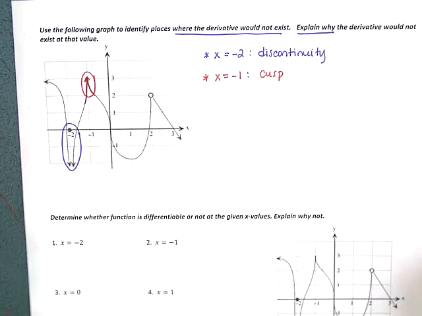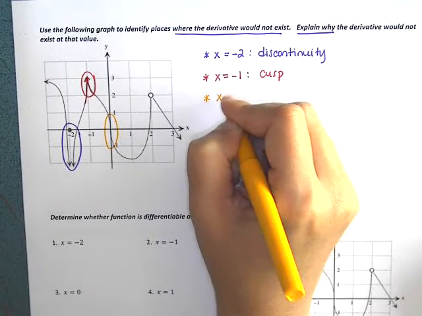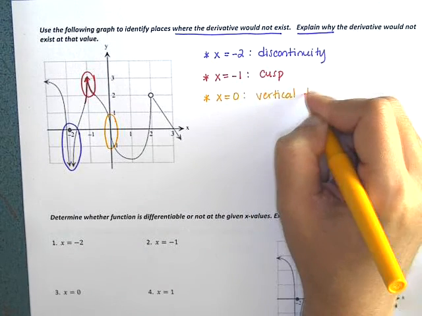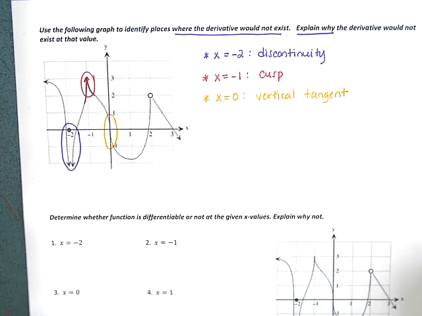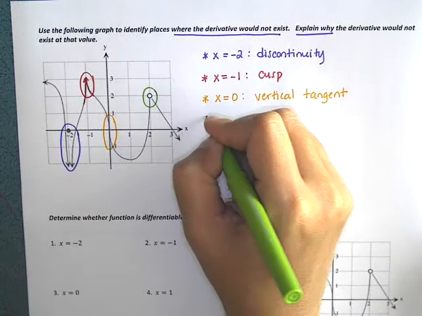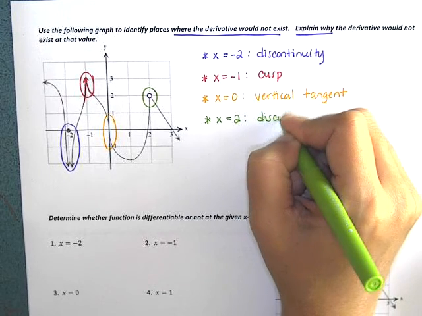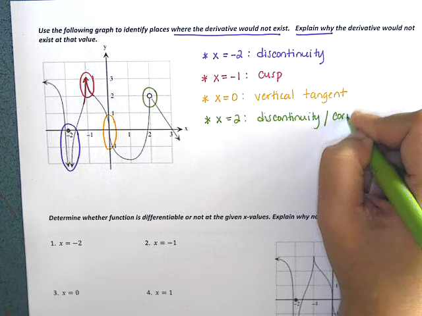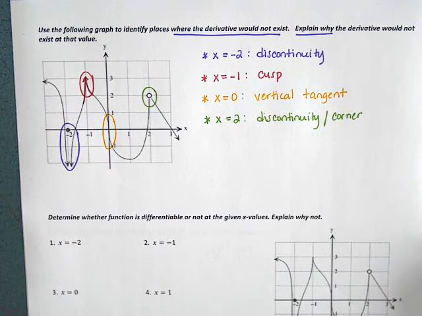We would say at x equals 0, the derivative does not exist because there's a vertical tangent. And we would say that at x equals 2, the derivative does not exist because, again, there is a discontinuity. And this one actually also has a corner. So you could say both or either one, it doesn't really matter. You just have to know it doesn't exist there.